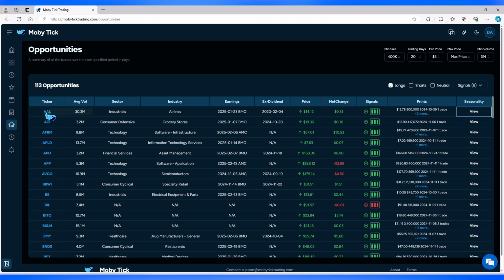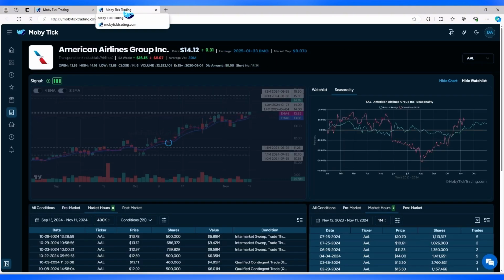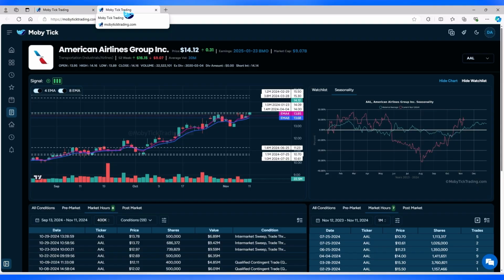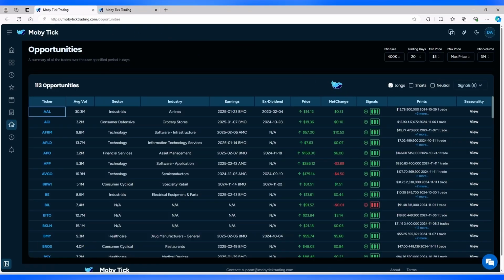If we click on it now, we get a new tab and it takes us to the print lookup. And if you haven't seen the print lookup, check out our video on the help section. So let's go back here. In the matter of a couple of clicks, we've already found a great trade setup for AAL.